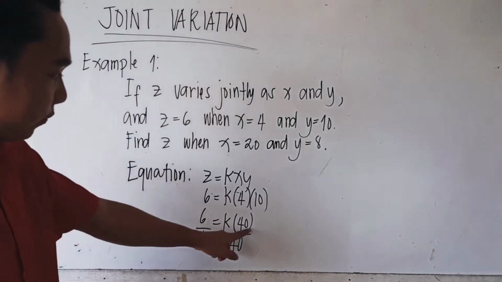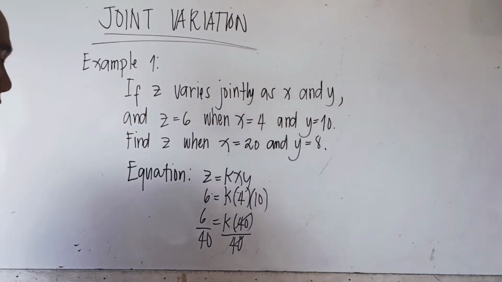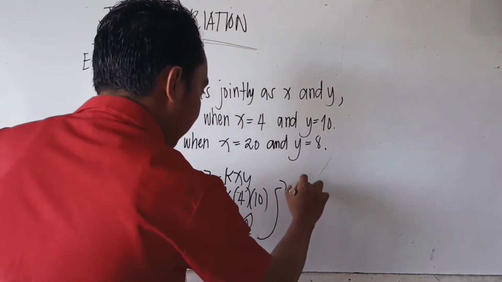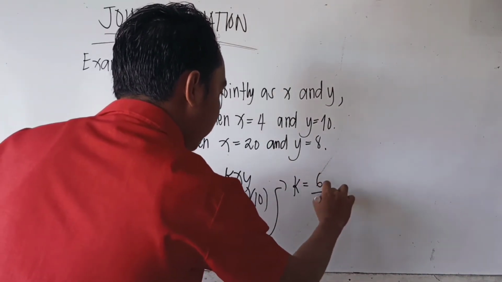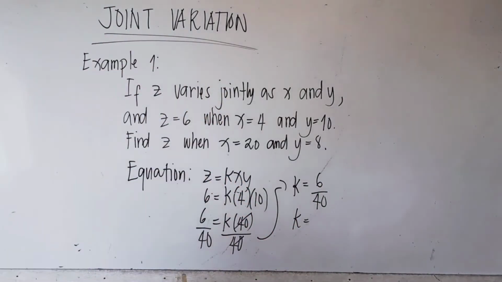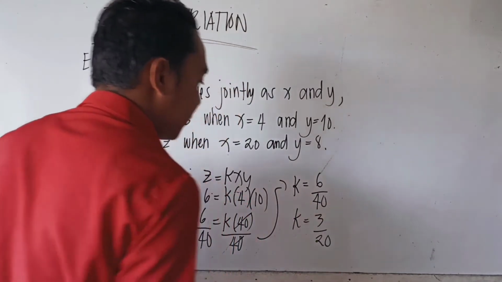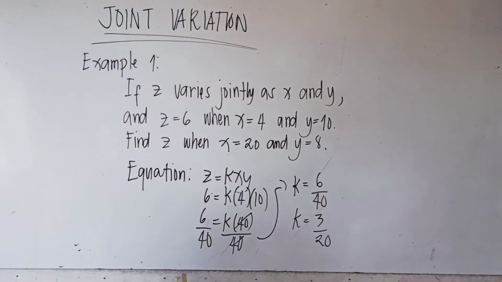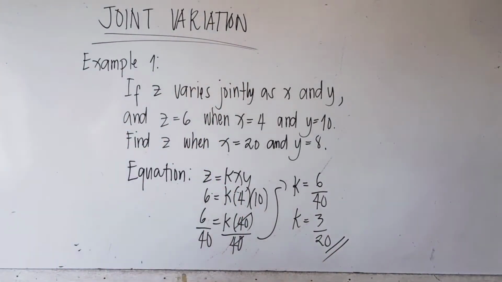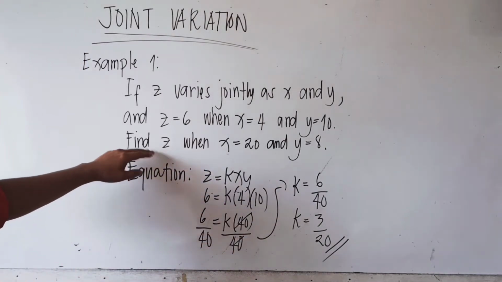Okay? So, as you can see, 40 divided by 40, that is equivalent to 1. So, cancel out. And then, 6 divided by 40, that will be k equals 6 over 40, or simplify, the simplest form of 6 over 40, that is equivalent to 3 over 20. Okay? So, ayan na po yung constant of variation.